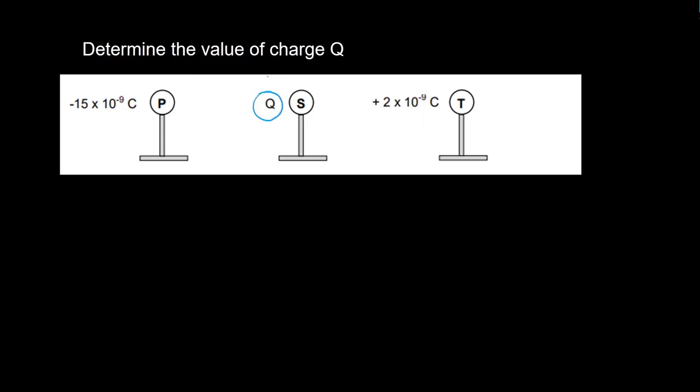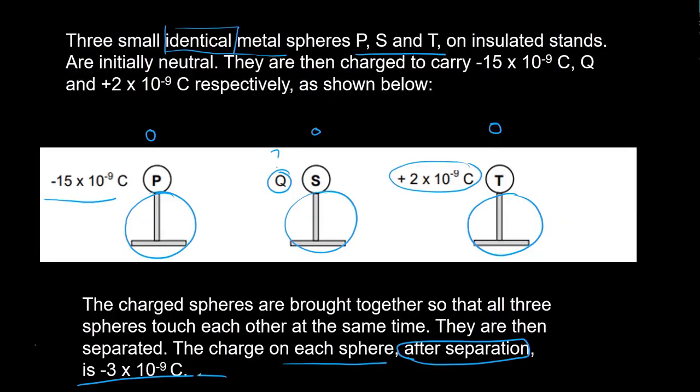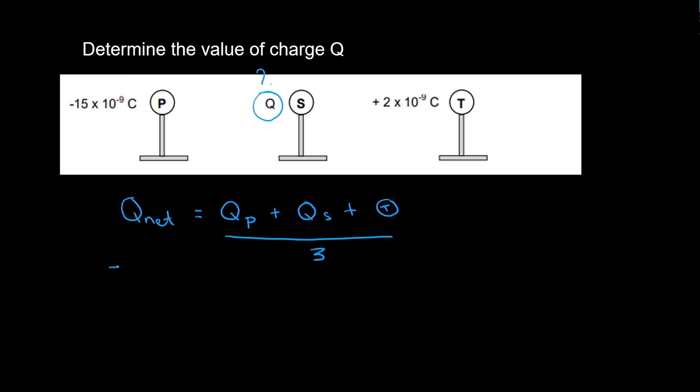So there we go, charge Q, what is that? From our knowledge, we know that Q net is going to equal the charge on P plus the charge on S plus the charge on T, but there are three of them, so we divide by 3 to get the net charge. We've been told what the net charge is. Let's go back to our question and we see it is minus 3 times 10 to the minus 9 coulomb. So we know what that is, minus 3 times 10 to the minus 9.